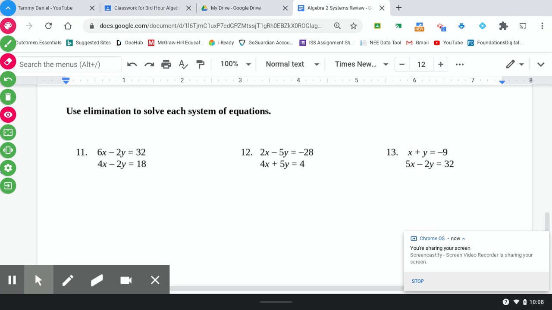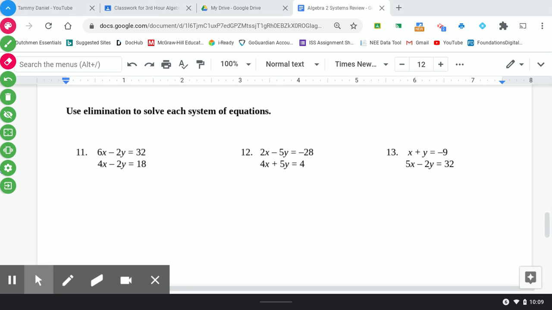All right, so these three problems, actually the next six problems, are all going to be using elimination. On elimination, what we do is we try to get two of the coefficients, the numbers in front of the variables, to be the same so that we can add the equations together and one of the variables goes away or is eliminated, hence the name elimination.